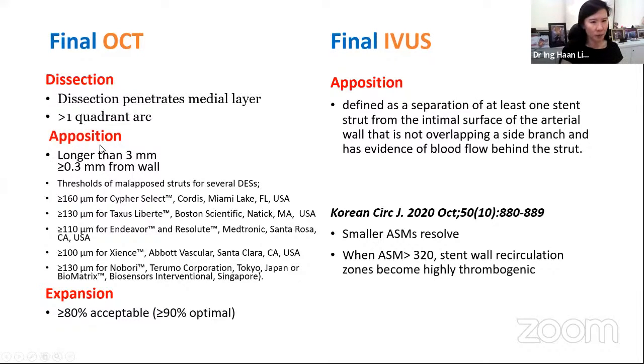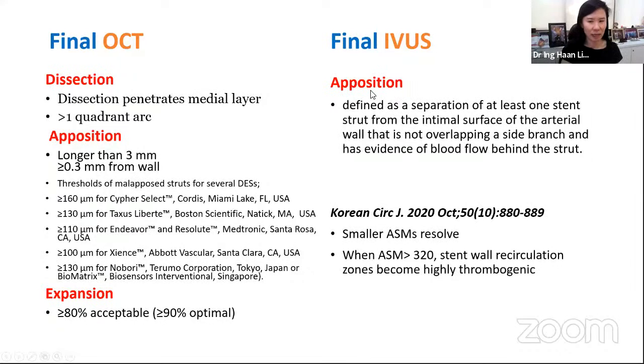And for stent apposition, malapposition requiring higher size ballooning is required if it is more than 300 microns from the wall, subtending longer than 3 millimeters. And as for stent expansion, we try to go for at least 80% expansion. So in terms of diagnosis of dissection and stent expansion, it is similar for IVUS.